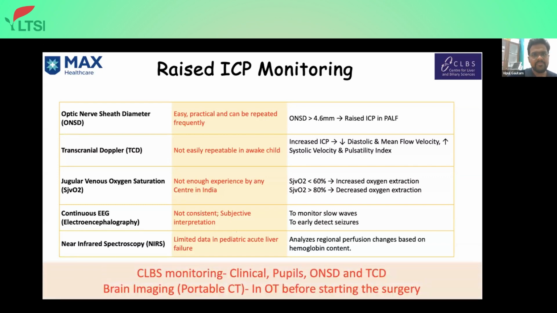Next. So what we do in CLBS, we go by clinical parameters. We go by Cushing triad. We go by size of pupil reaction. We go by ONSD and TCD. And before starting the surgery, we do brain imaging. We have a portable CT and we do brain imaging before starting the surgery in OT.